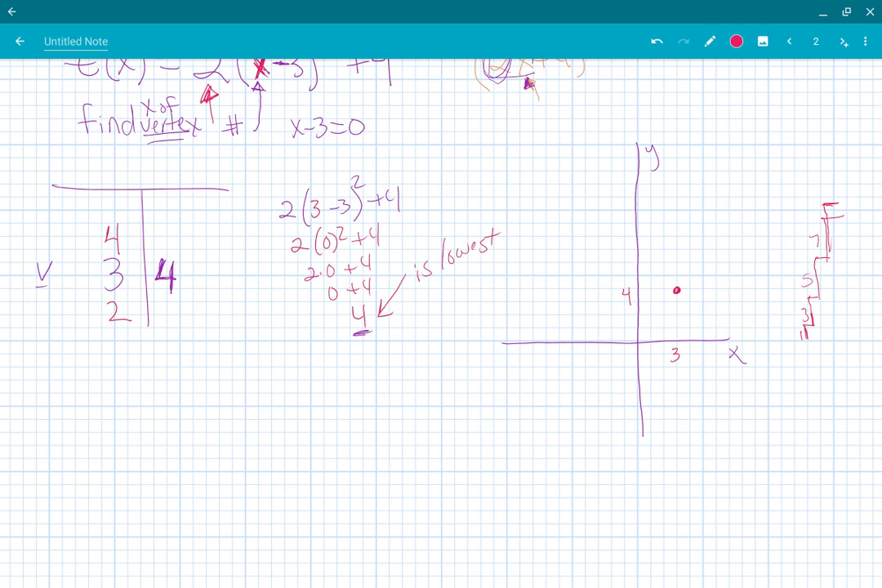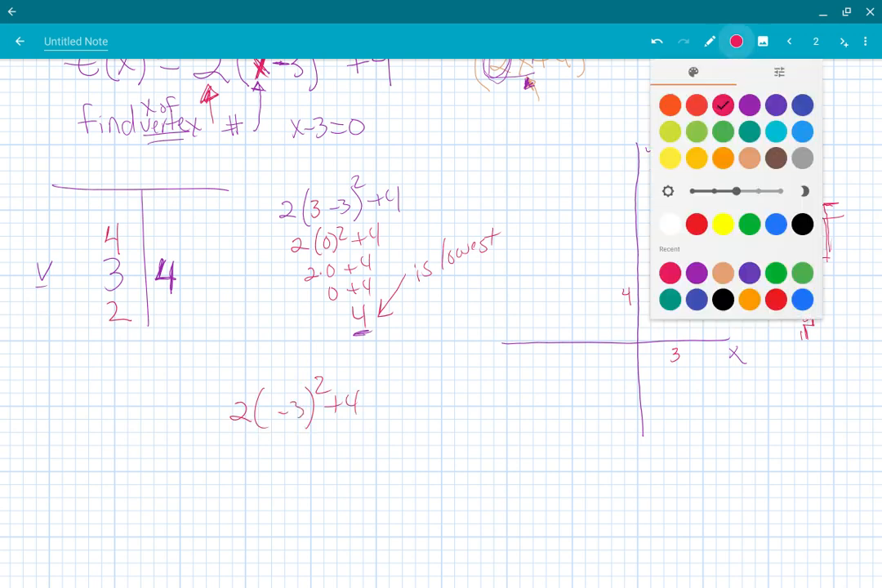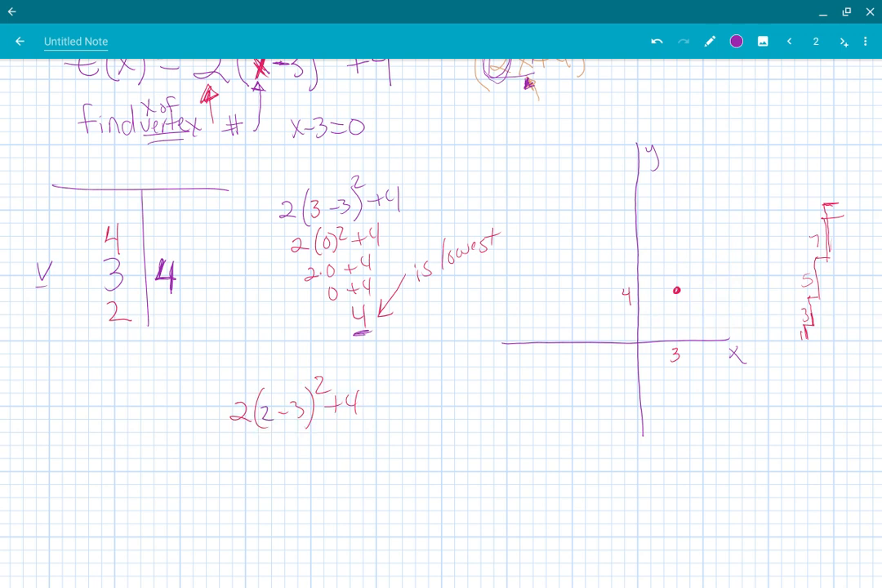All right, so let's put 2 in our quadratic for x. I'm going to put 2 here. So here we go. 2 minus 3 is -1 squared. -1 times -1 is +1. And then it becomes 2 plus 4, it's 6. So this is going to be 6 right here. And this is also going to be what?